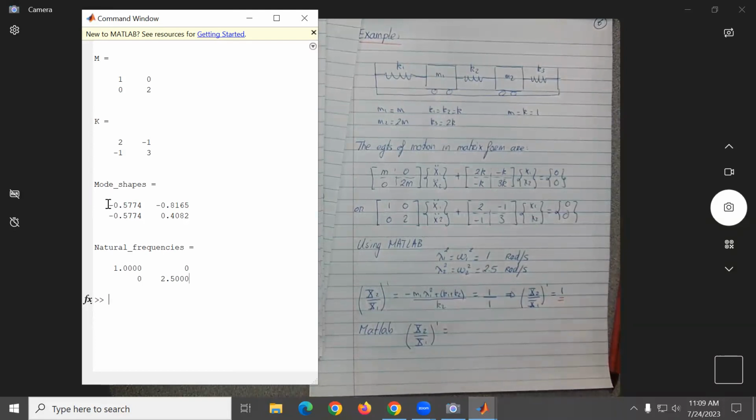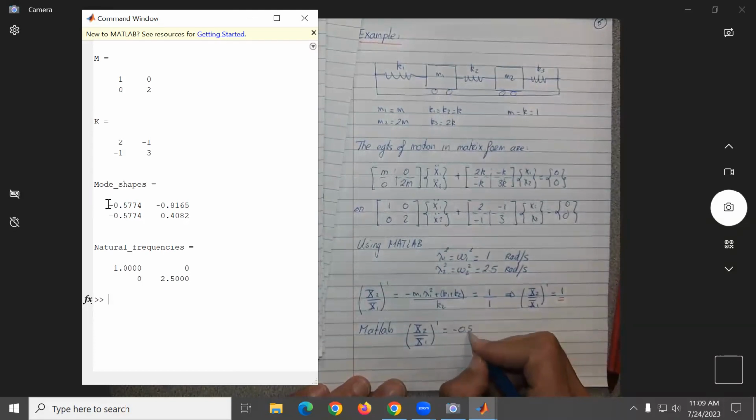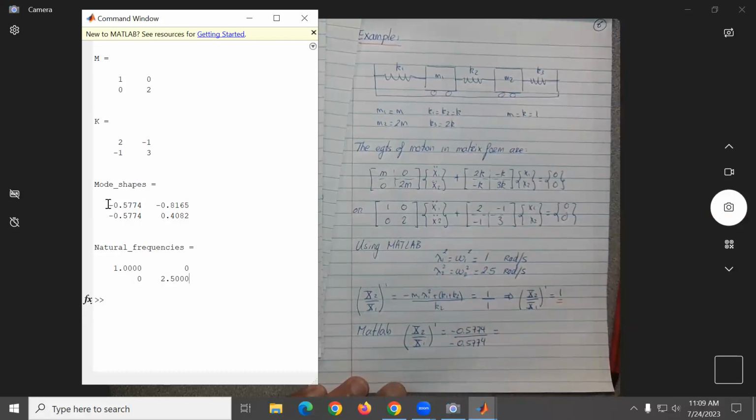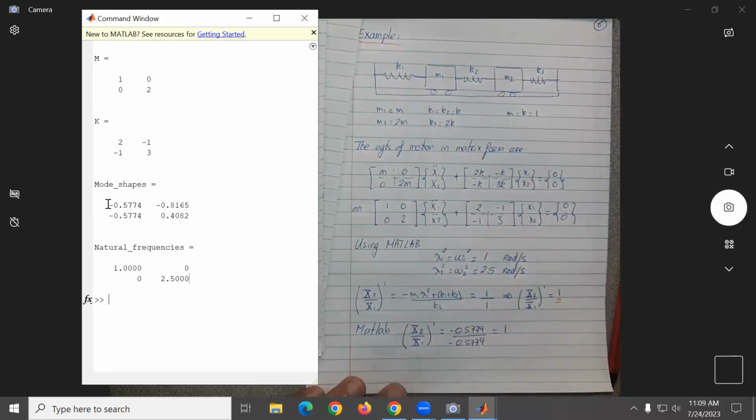Negative 0.5774 divided by negative 0.5774. Okay, if you do that, this will be equal to what? 1, no? But it didn't give us 1 right away. Okay, actually it could give any value over here.